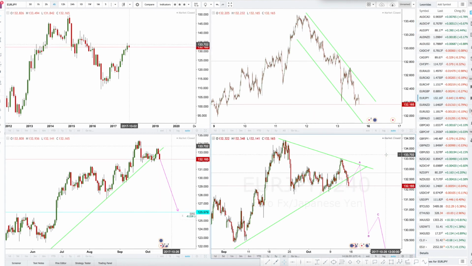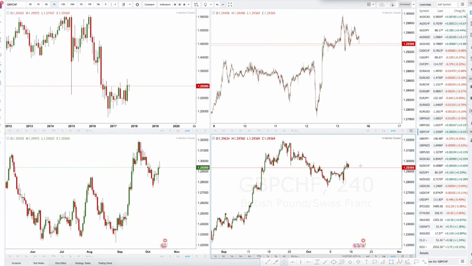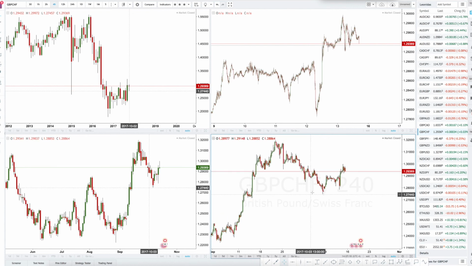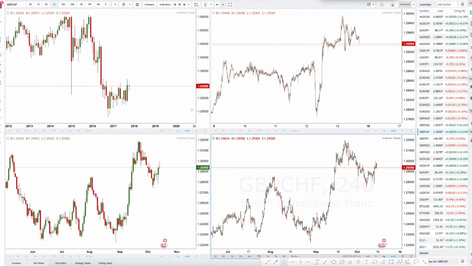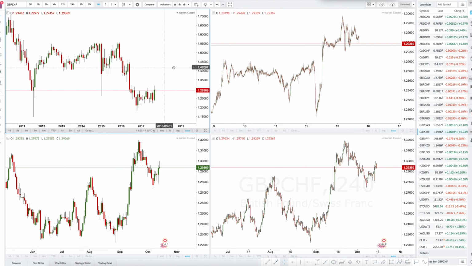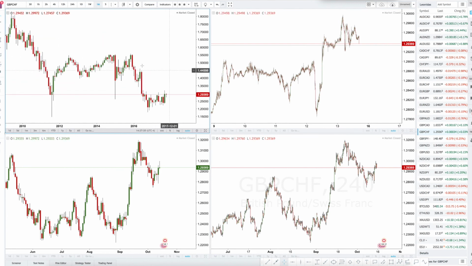So let's look at British pound, Swiss franc. Another pair I failed to buy. I wanted to buy it, but didn't. Just the type that I had, 4C, is not the best type. But whatever. So let's look at the monthly. We have this down move and then some kind of bear flag, which is not very good for my upward bias.